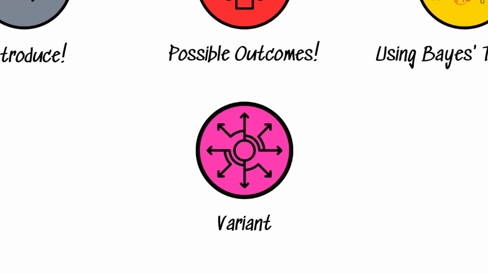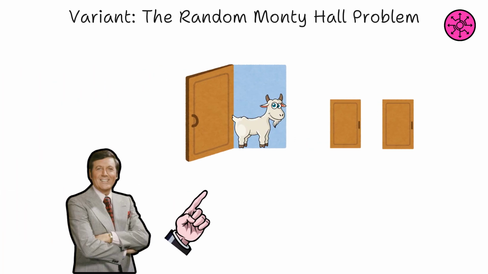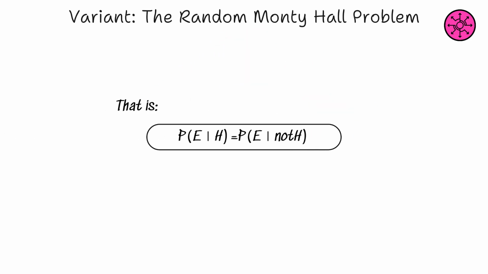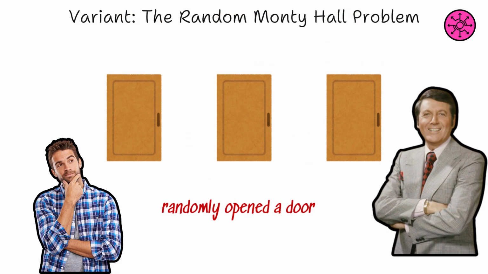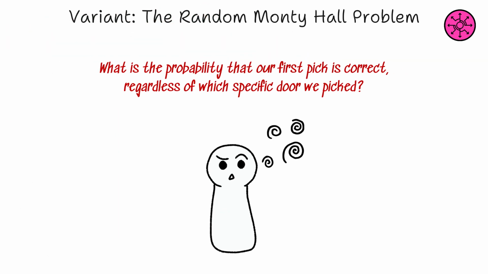Variant, the random Monty Hall problem. This result depends crucially on the fact that Monty was always guaranteed to open a door with a goat behind it, regardless of what door you picked initially. That is, P(I|H) = P(I|not H). Now consider what would happen if Monty randomly opened a door we did not pick and it contained a goat. What is the probability that our first pick is correct, regardless of which specific door we picked?